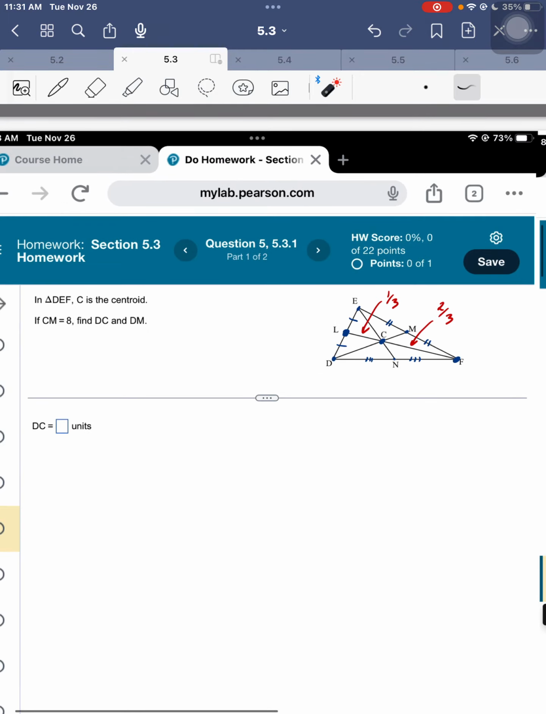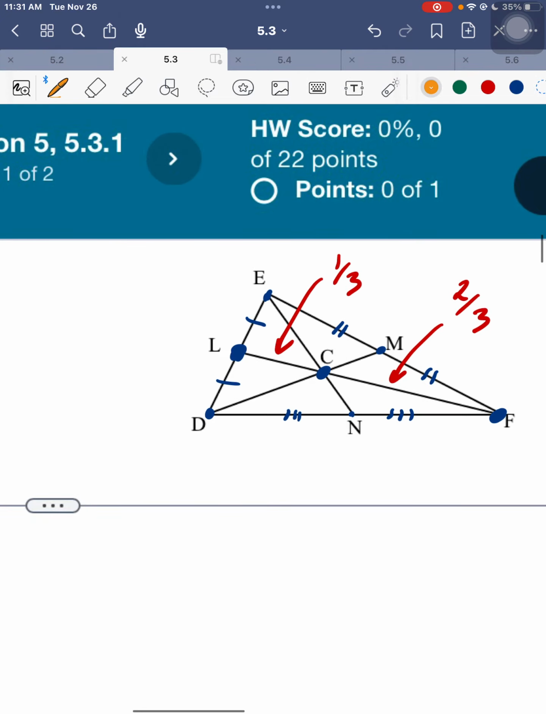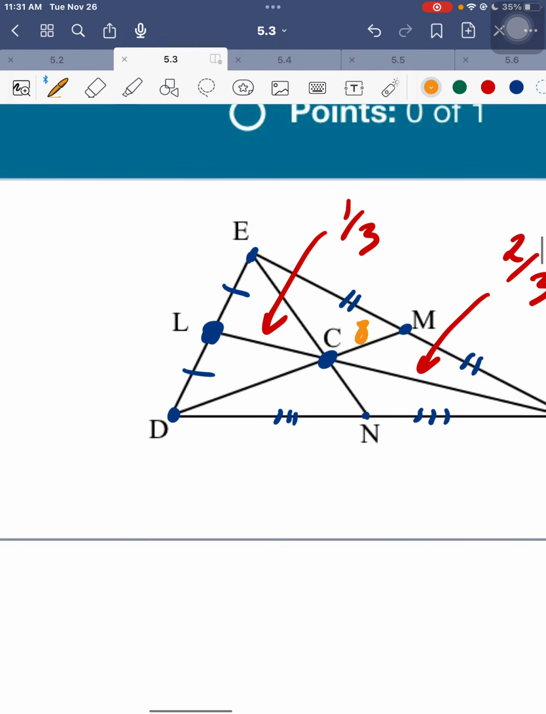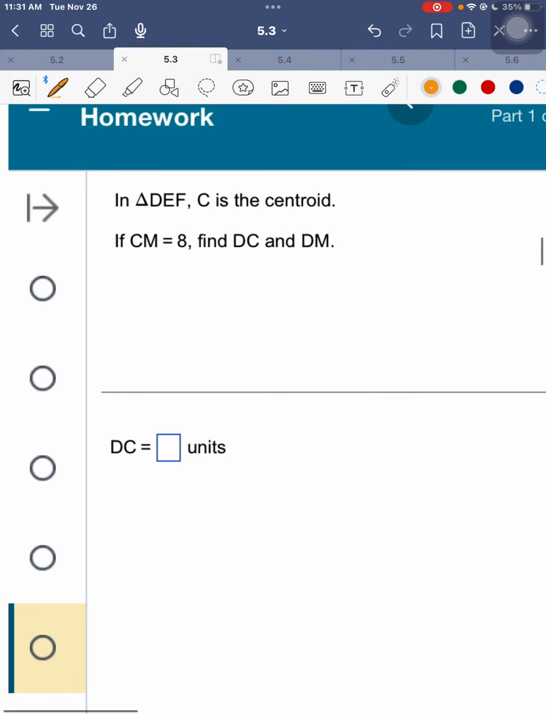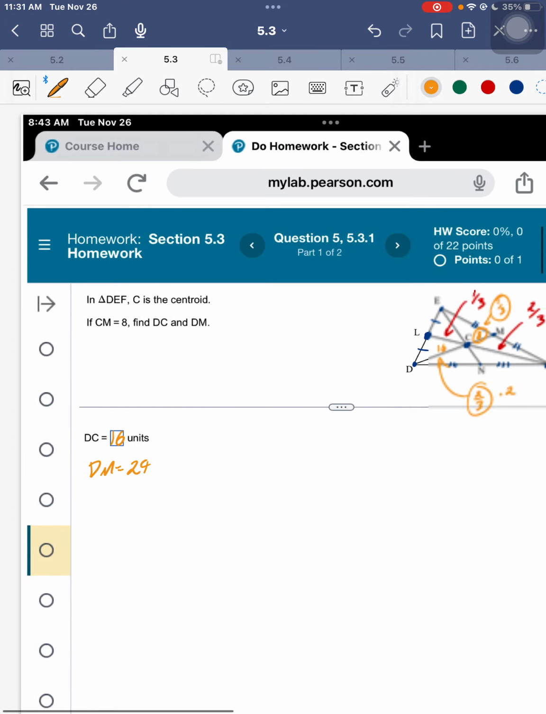So if my CM is, what is it? CM is 8. So if my CM is 8 and my 8 is 1/3, how much is this 2/3 portion going to do? What do I need to do to this 1/3 to get 2/3? I have to multiply by 2. So I have to multiply the 8 by 2, which is what? 16. So my DC would be 16. And my DM, what's 16 plus 8? 24.